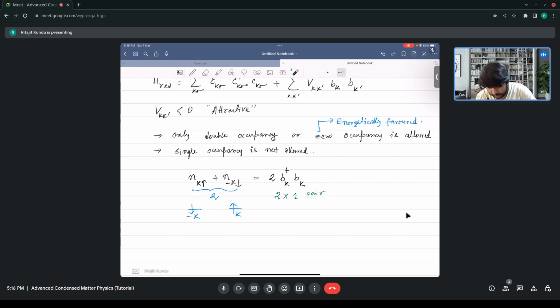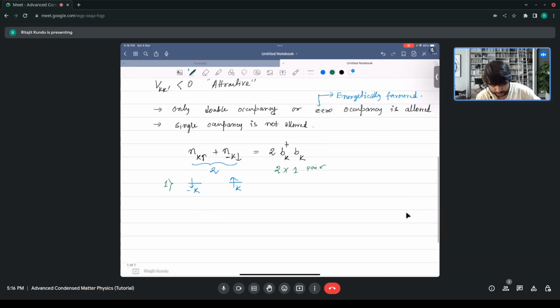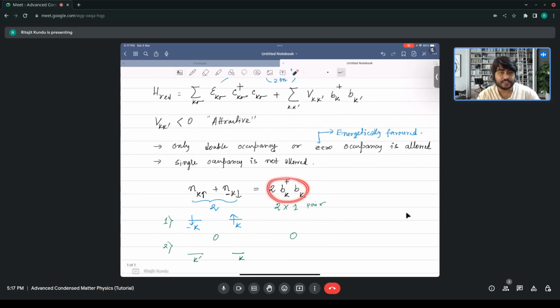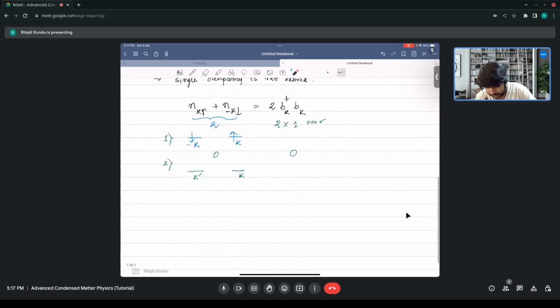This is one case, when both of the states are occupied, and the other case is when none of the states are occupied. So I have k and k prime states, and electrons are not occupying any of the states. Then the left hand side gives me 0, and also because there are no pairs, the right hand side also gives us 0. So this relation actually makes sense for attractive interaction. We can totally write our Hamiltonian in terms of these pair creation operators. Now I'll use this relation and put it in here. Let's see what I get.